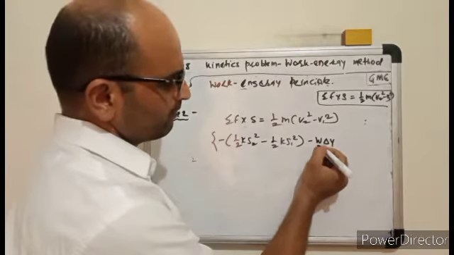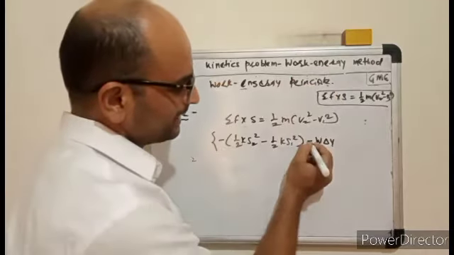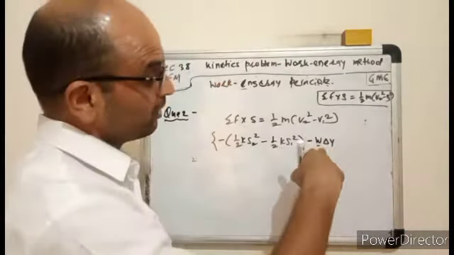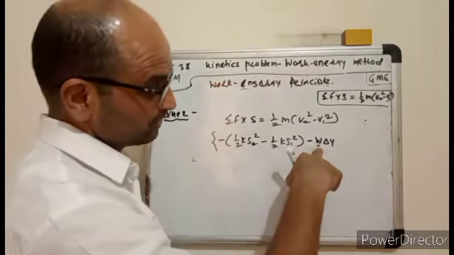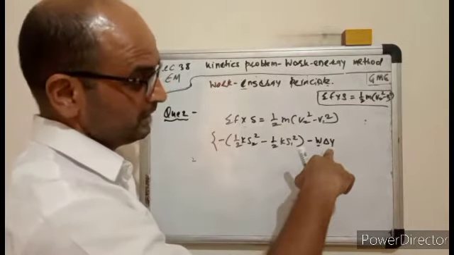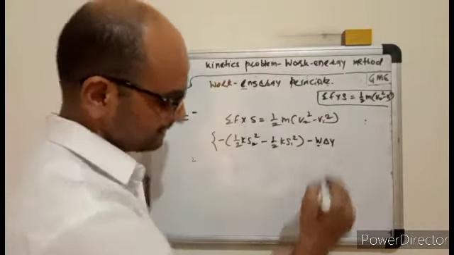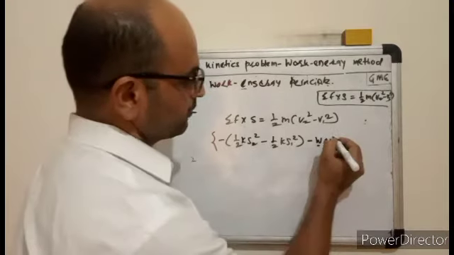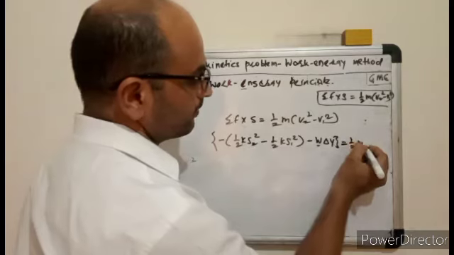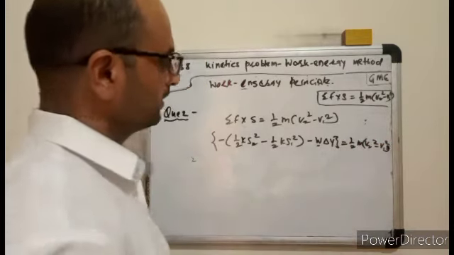See, the weight of the block is downward, but it's moving in the upward direction. That's why I have taken it negative here. The weight mg is downward, and this delta y is in the upward direction. The height is changing. This is equal to half m, v2 square minus v1 square.